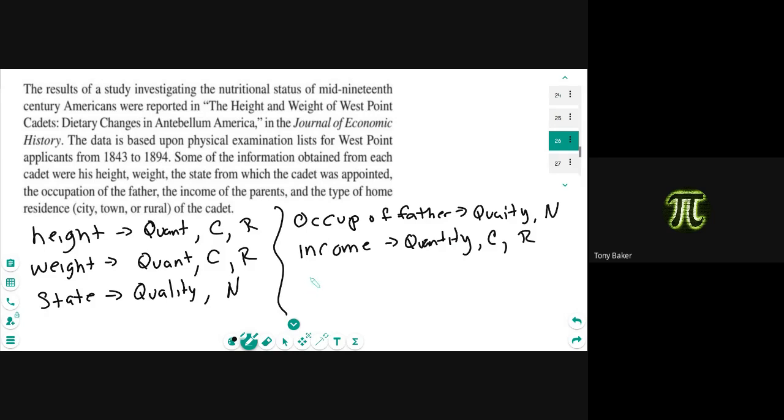One more type. The home residence. I'll put residence. Qualitative or quantitative? Qualitative. Nominal or ordinal? We had some debate in the last class about whether that could be ordinal because you can rank city, town, rural. But in this case, it wouldn't make much difference in terms of what they're talking about. So I would say that's nominal. All right, good.